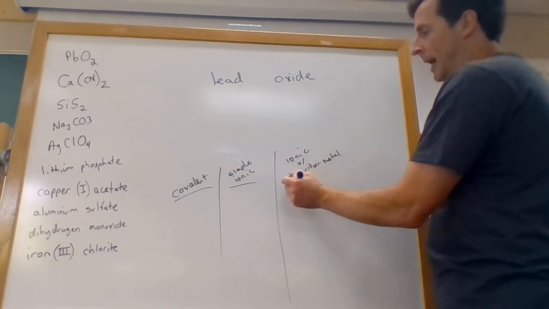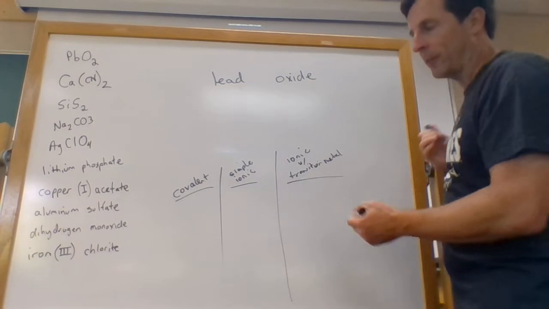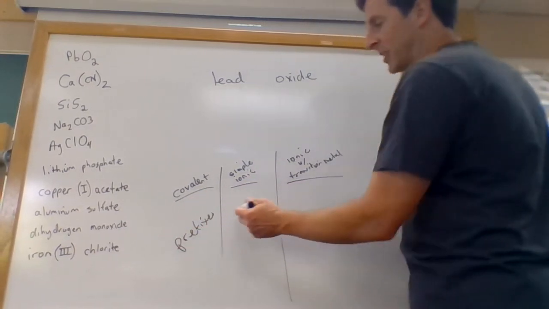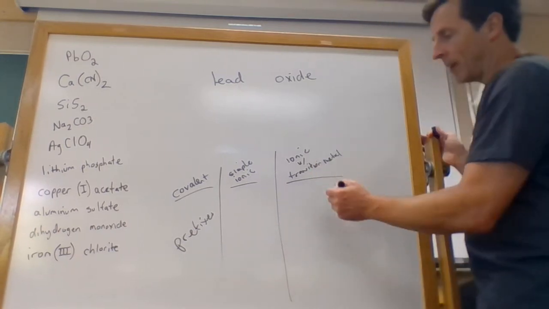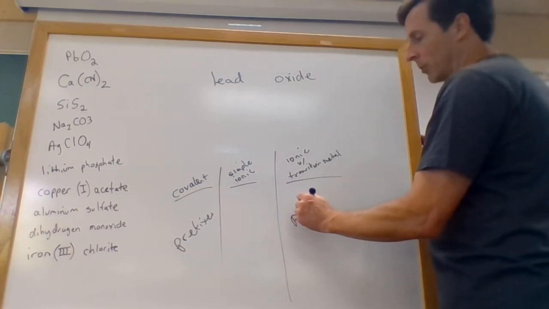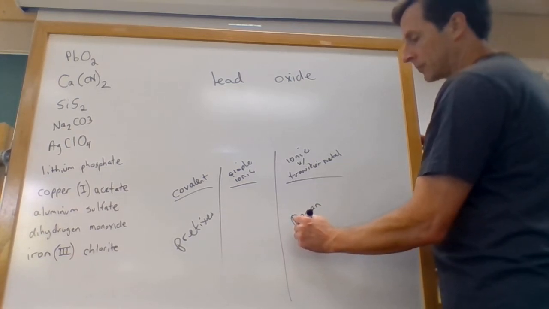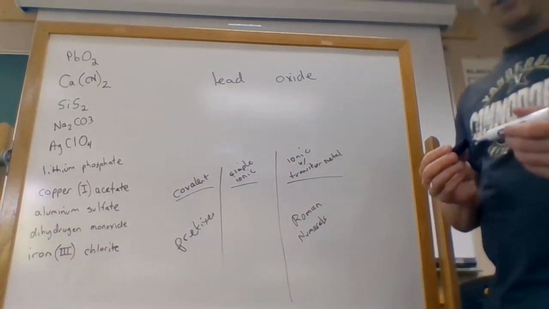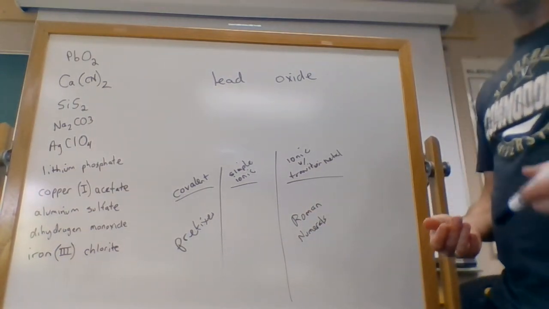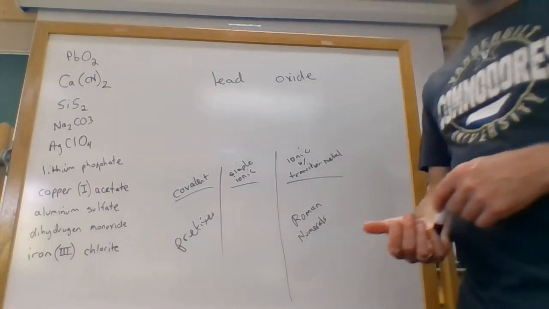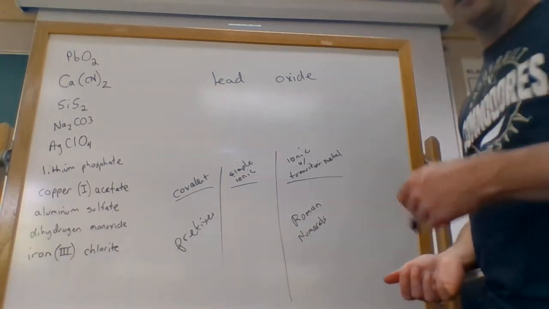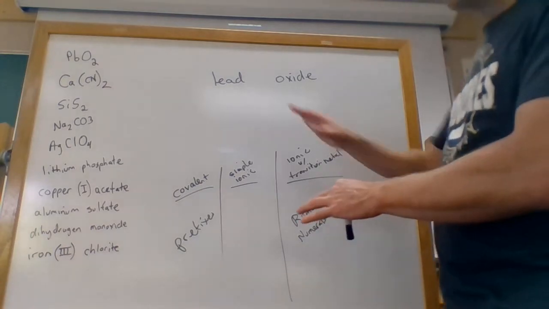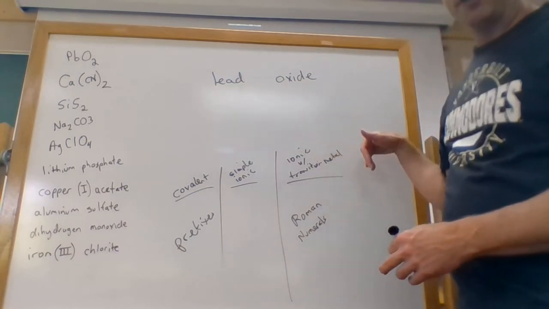Okay? Now, for each one of these, the rules are a little different. For the covalent, I'm going to use prefixes. For simple ionic, I don't have to do anything extra. And for ionic with transition metal, I need Roman numerals. And by the way, Roman numerals, you really need to know 1 through 7. So 1 is I, 2 is II, 3 is III, 4 is IV, 5 is V, 6 is VI, 7 is VII. Okay? So every time I name a compound, I need to know which category I'm dealing with.